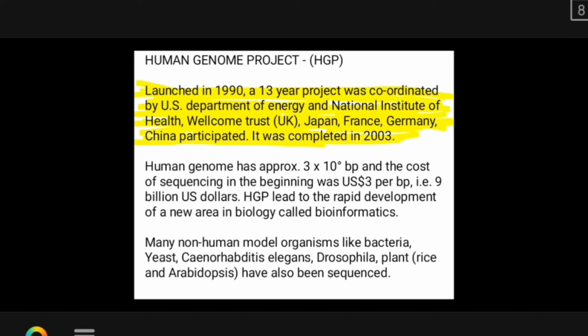Actually it was completed in 2006, and they had predicted that it would be completed in 2003, but unfortunately it was completed in 2006. It was a 13-year project and started in 1990, and that's why it is called a mega project, also called the Human Genome Project or HGP.